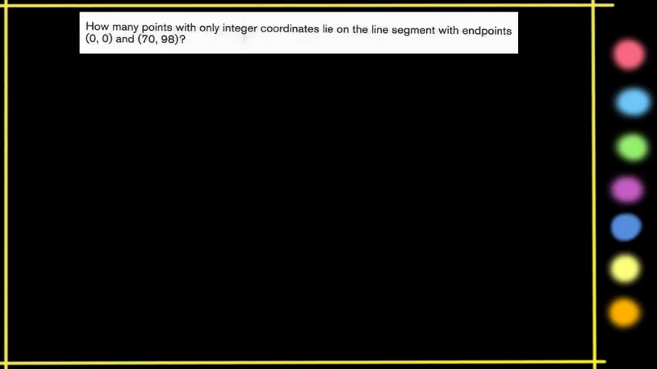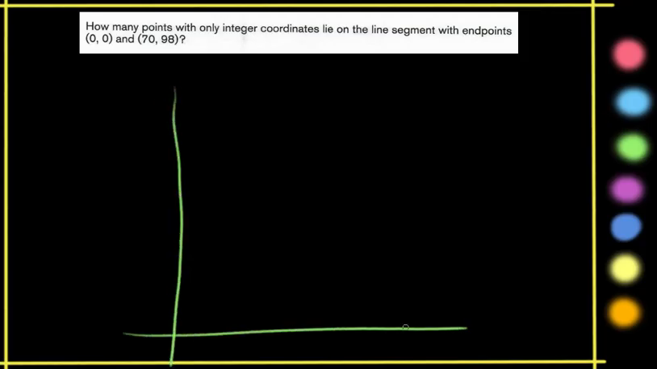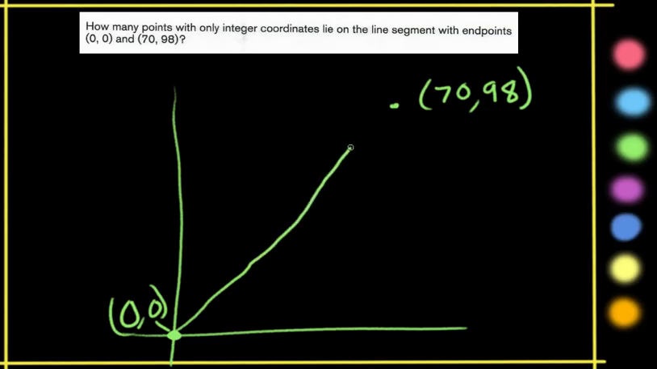So let's start with this one. This one says, how many points with only integer coordinates lie on the line segment with endpoints 0, 0, and 70, 98. Okay, so we've got a coordinate axis here. We've got the origin, which is at 0, 0. That's right here. And then we've got some point way up here at 70, 98. And they say you've got a line segment that connects those two. And they want to know how many of these points on this line segment have integer coordinates.